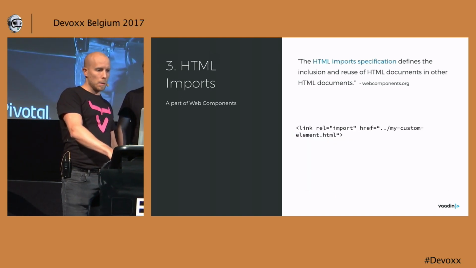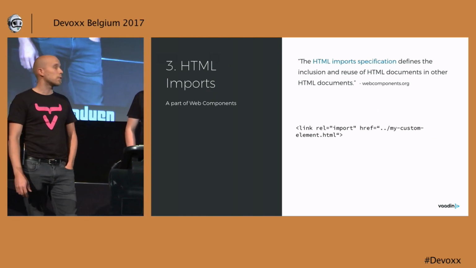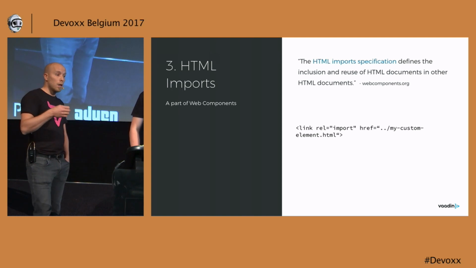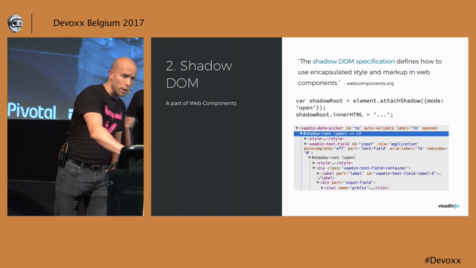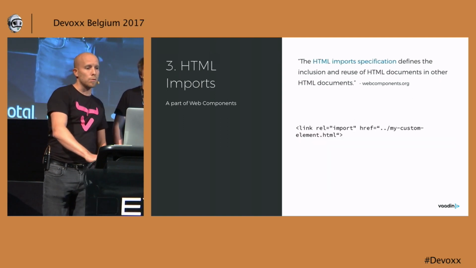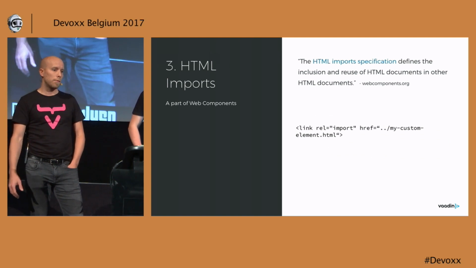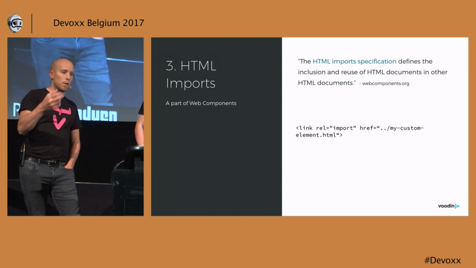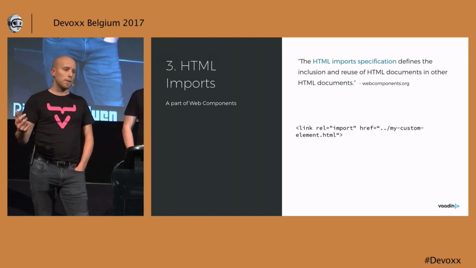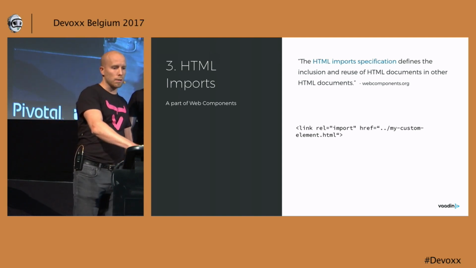And the third one relates to actually reusing these web components. With just shadow DOM and custom elements, you can already build those web components. But if you want to share those, then HTML import is a pretty nice thing. You can define your web component in one HTML snippet, and then you can import that into your web application and just start using it.